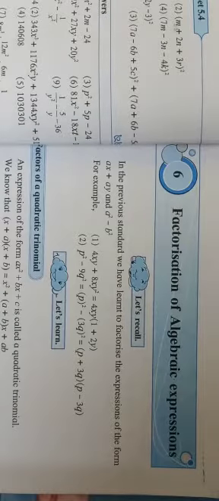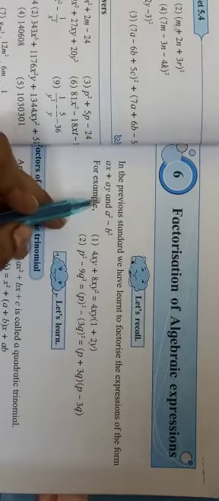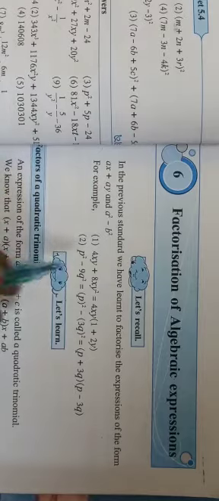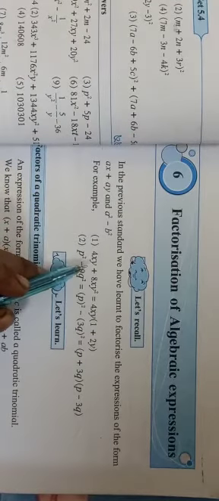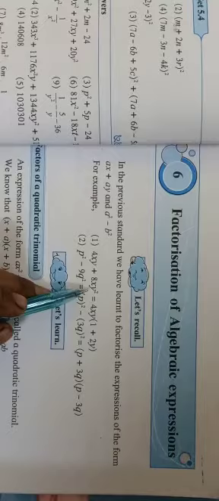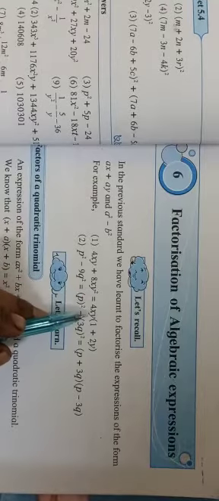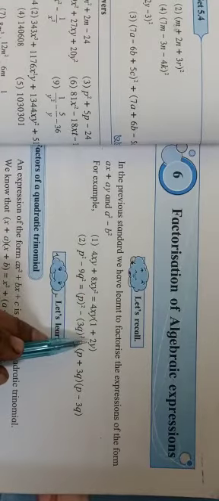In the previous standard, you have already learned to factorize the expressions of the form ax plus ay and a square minus b square. And this example is given to you: 4xy plus 8xy square is equal to 4xy into bracket 1 plus 2y.